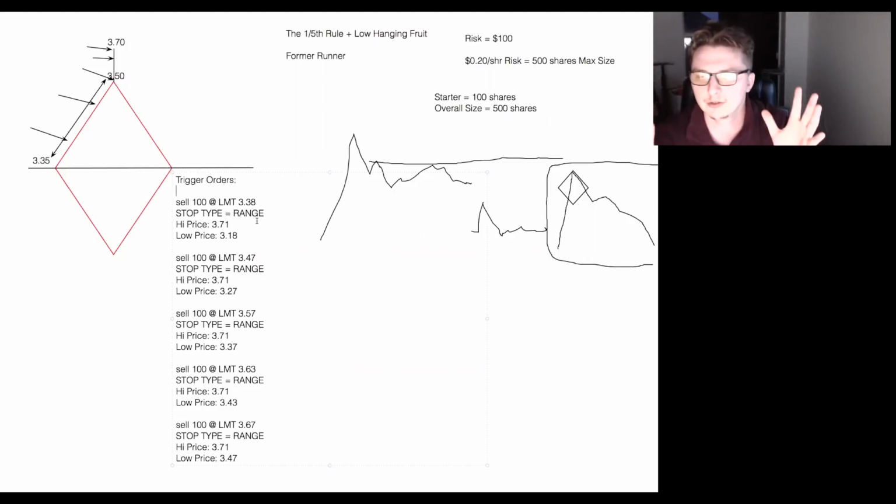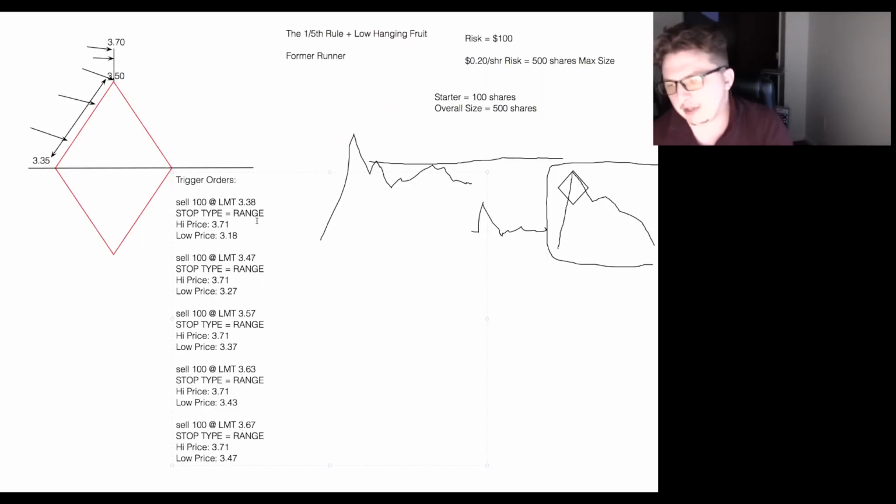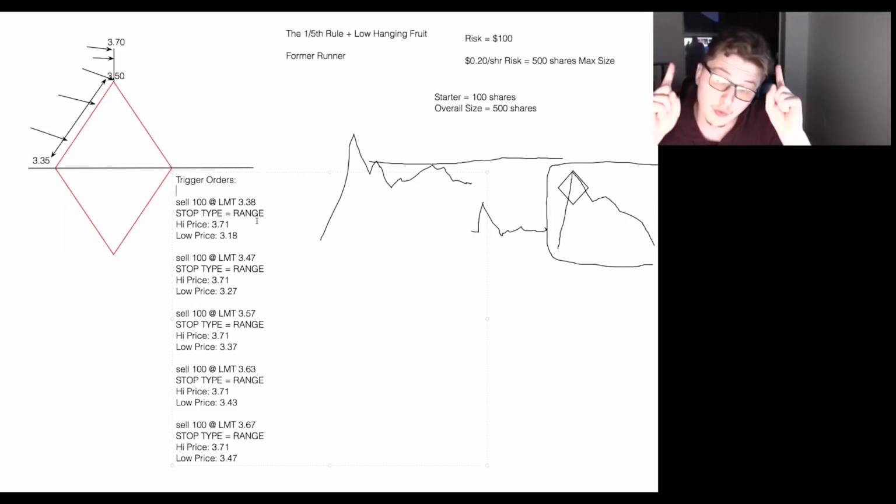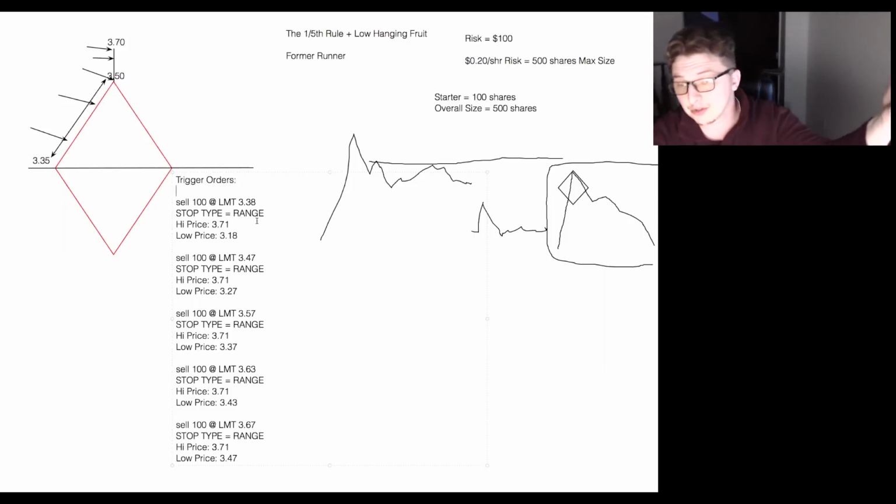Trade your plan. Make a plan, trade your plan. And quit focusing on the level 2. Quit looking at the price of this or that, and the acceleration and the stopping and the stalling, and the blah, blah, blah. Make a plan first.